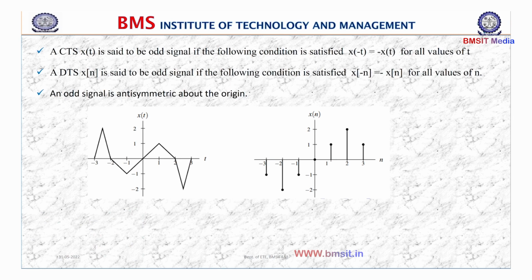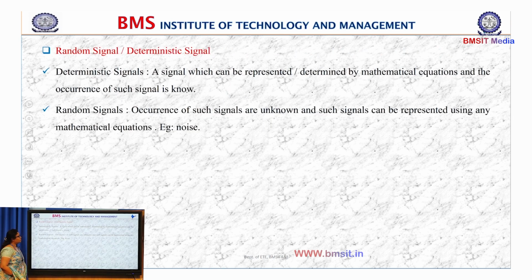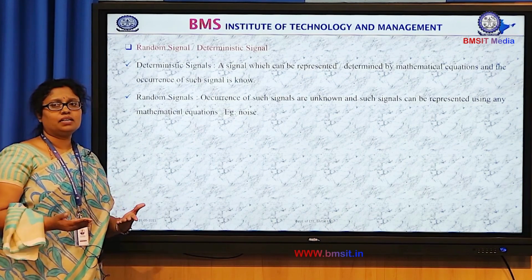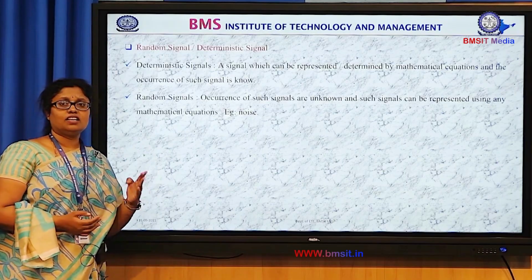Okay, next we will see random signals and deterministic signals. What do you mean by random signals? Random signals means the occurrence of such signals is unknown to us, and we cannot represent such signals in terms of mathematical expressions or equations. For example, noise. We don't know at what time the noise will occur and how we can express it. Such signals are called random signals, whereas a deterministic signal is a signal which we can represent or determine using some mathematical equation, and the occurrence of such a signal is known to us.